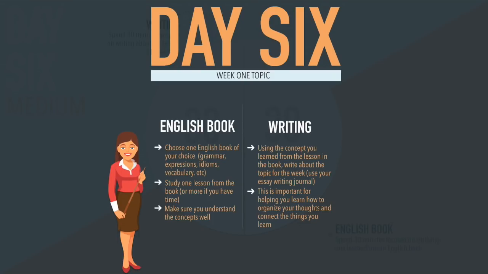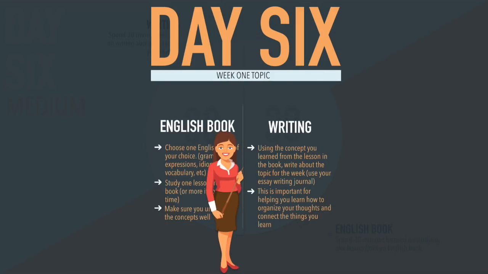And then you're going to make sure you understand the concepts well. You have 30 minutes to go over one lesson. That means you can go over it more than one time. Then, after that, you go to the writing section, okay? Using the concept you learned from the lesson in the book, write about the topic for the week using your essay writing journal. Now, let me explain that.